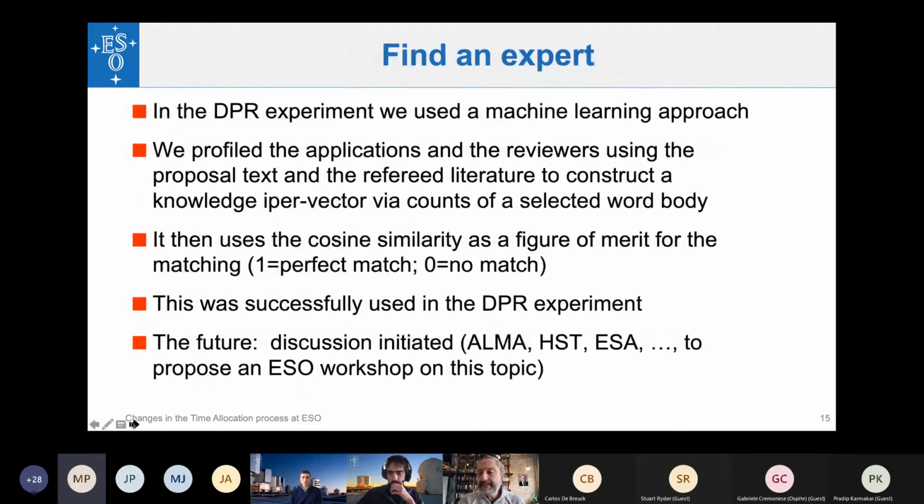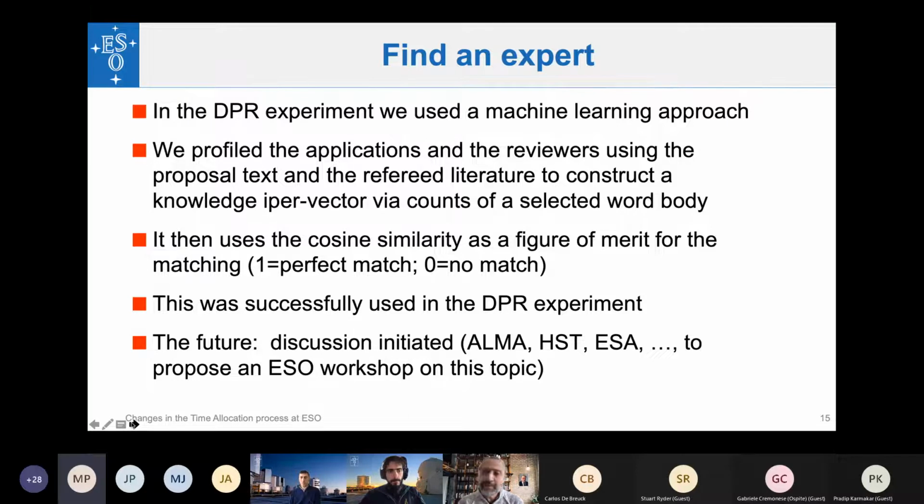We have already ideas about that. In fact, in the DPR experiment, we used a machine learning approach by which both the proposal and the reviewer are profiled through the text. The proposal is obvious: you go through the proposal and you produce a digital fingerprint which captures the concepts of the proposal. And you do the same on the reviewer, now using his or her published papers. So basically, in principle, it's very simple.